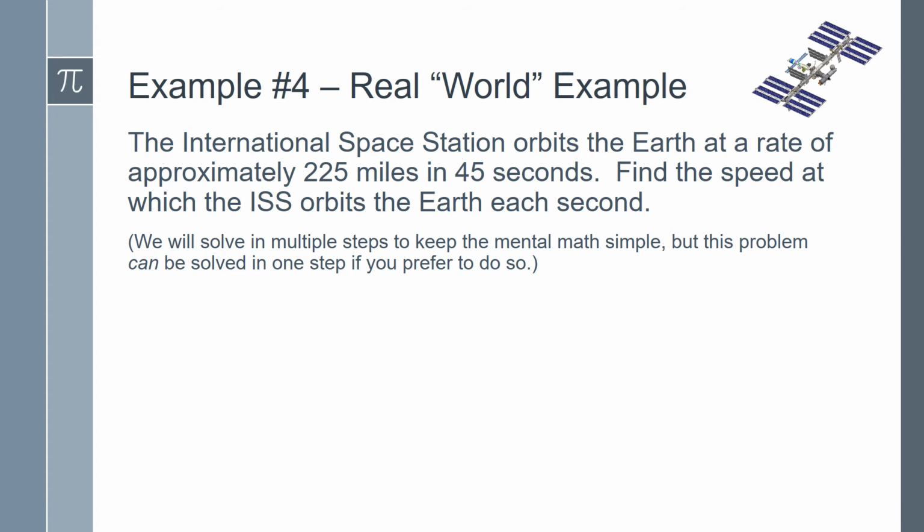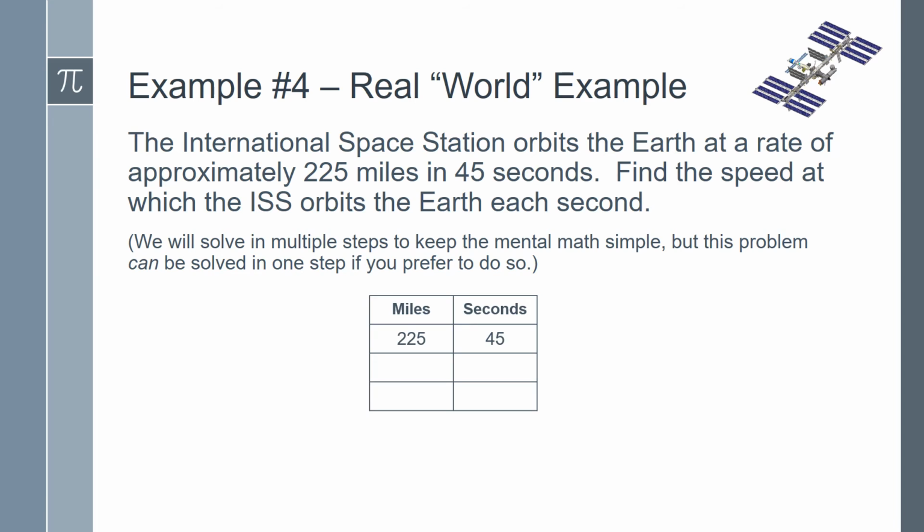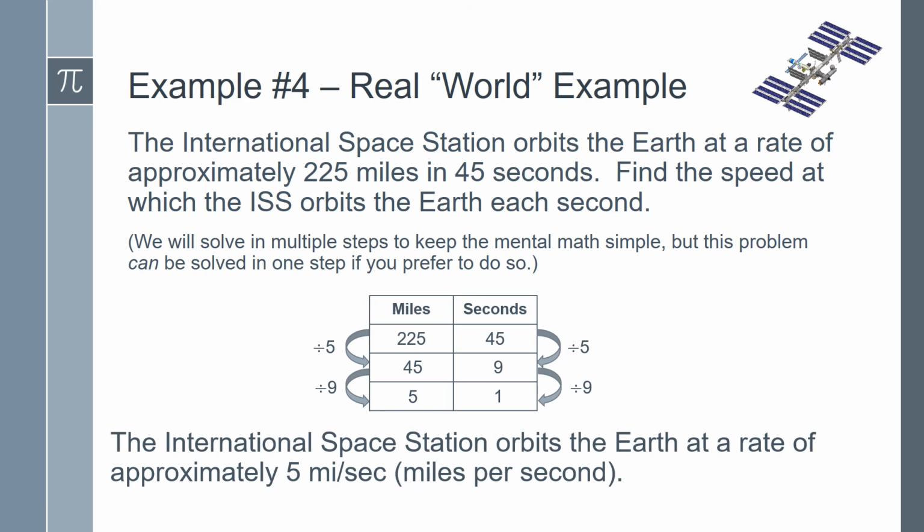We will solve this in multiple steps to keep the mental math simple, but this problem can be solved in one step if you prefer to do so. This time we will use a ratio table. 225 miles to 45 seconds. We will divide both sides by 5, which gives us a rate of 45 miles in 9 seconds. Now to get down to the unit rate, we will divide both sides by 9. This gives us 5 miles in every second. The International Space Station orbits the Earth at a rate of approximately 5 miles per second.